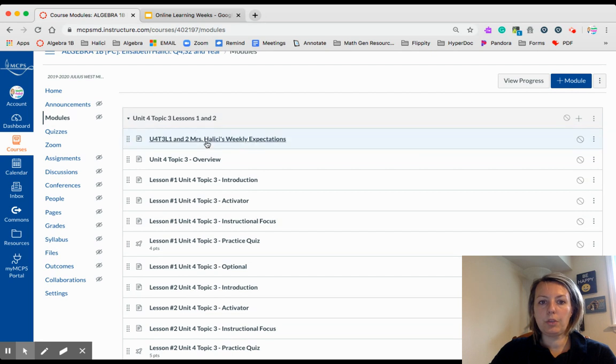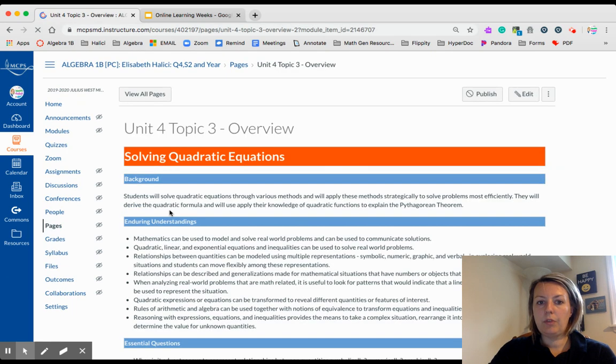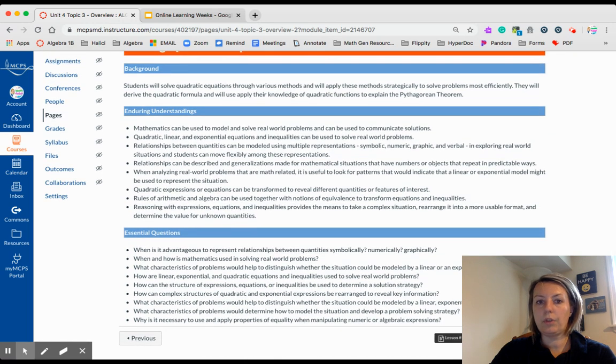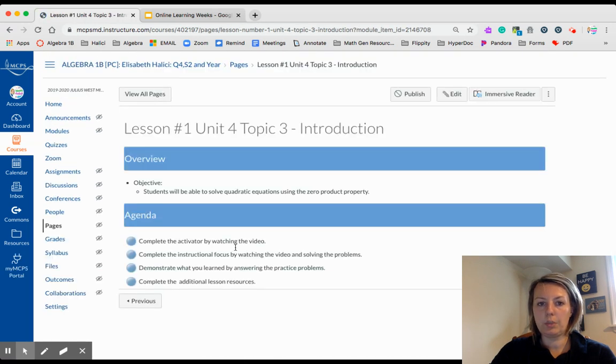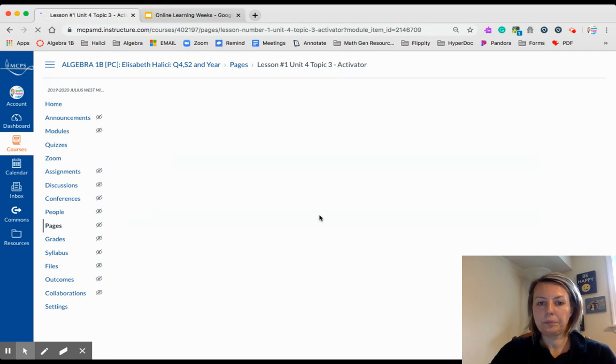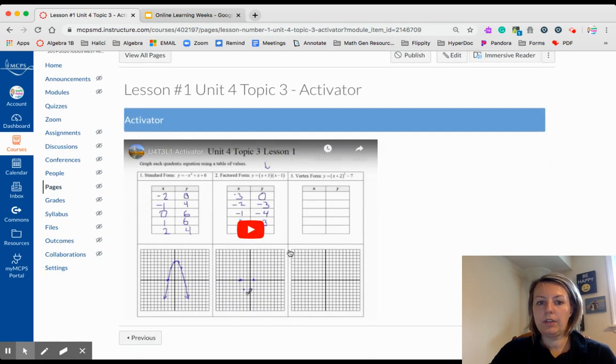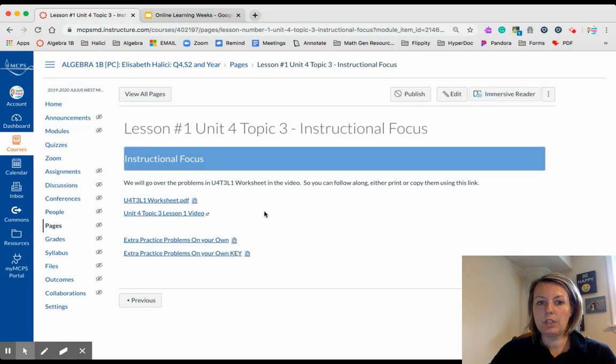Your first part is going to start with the weekly expectations video, and then you're going to select overview. Remember, this is giving you an overview about what we are really going to work on during this week. The introduction quickly tells you what you need to do. The next part is your activator, which gives you a quick little video about how to do the new task. The next slide, the instructional focus, is the worksheet, and then here's the video.